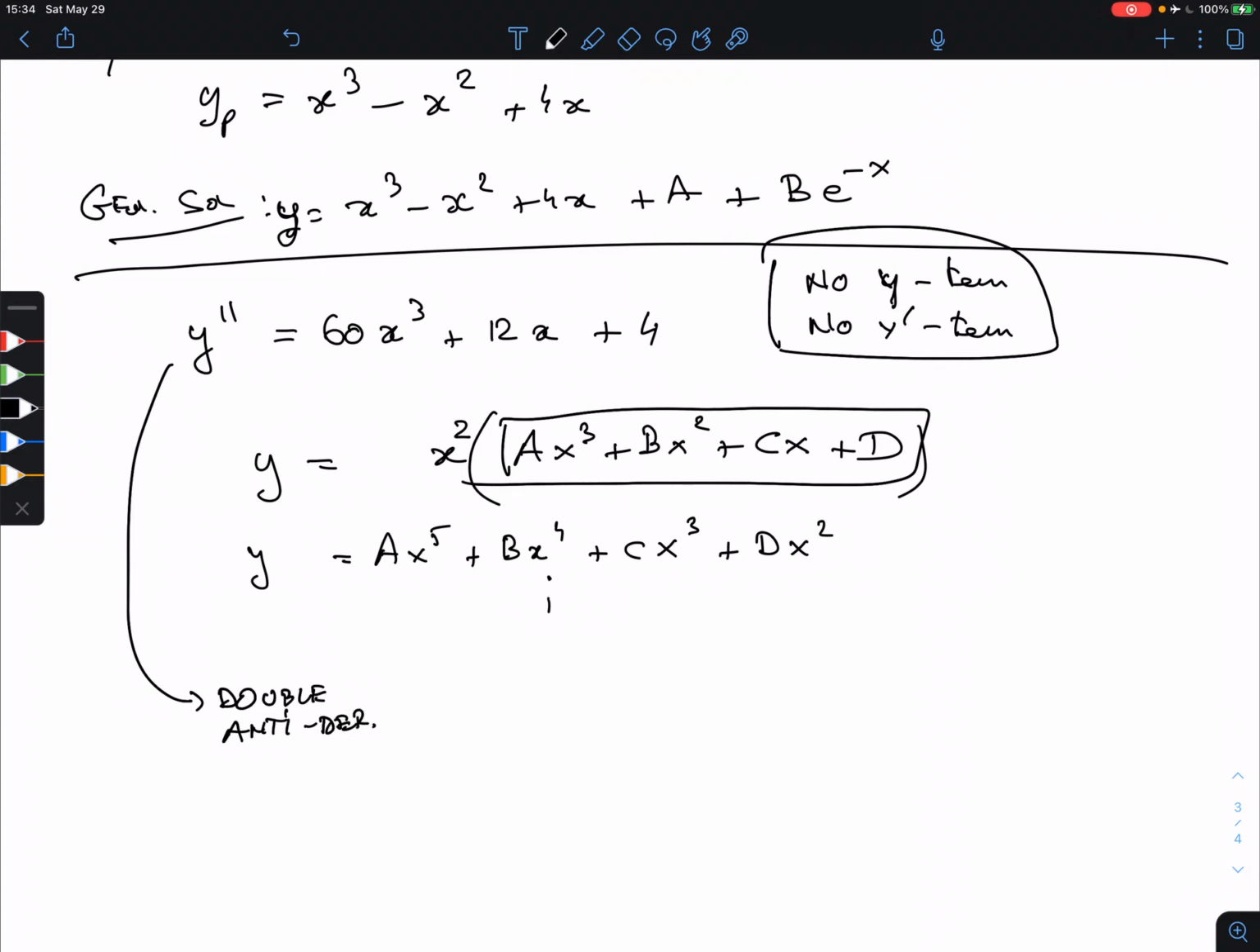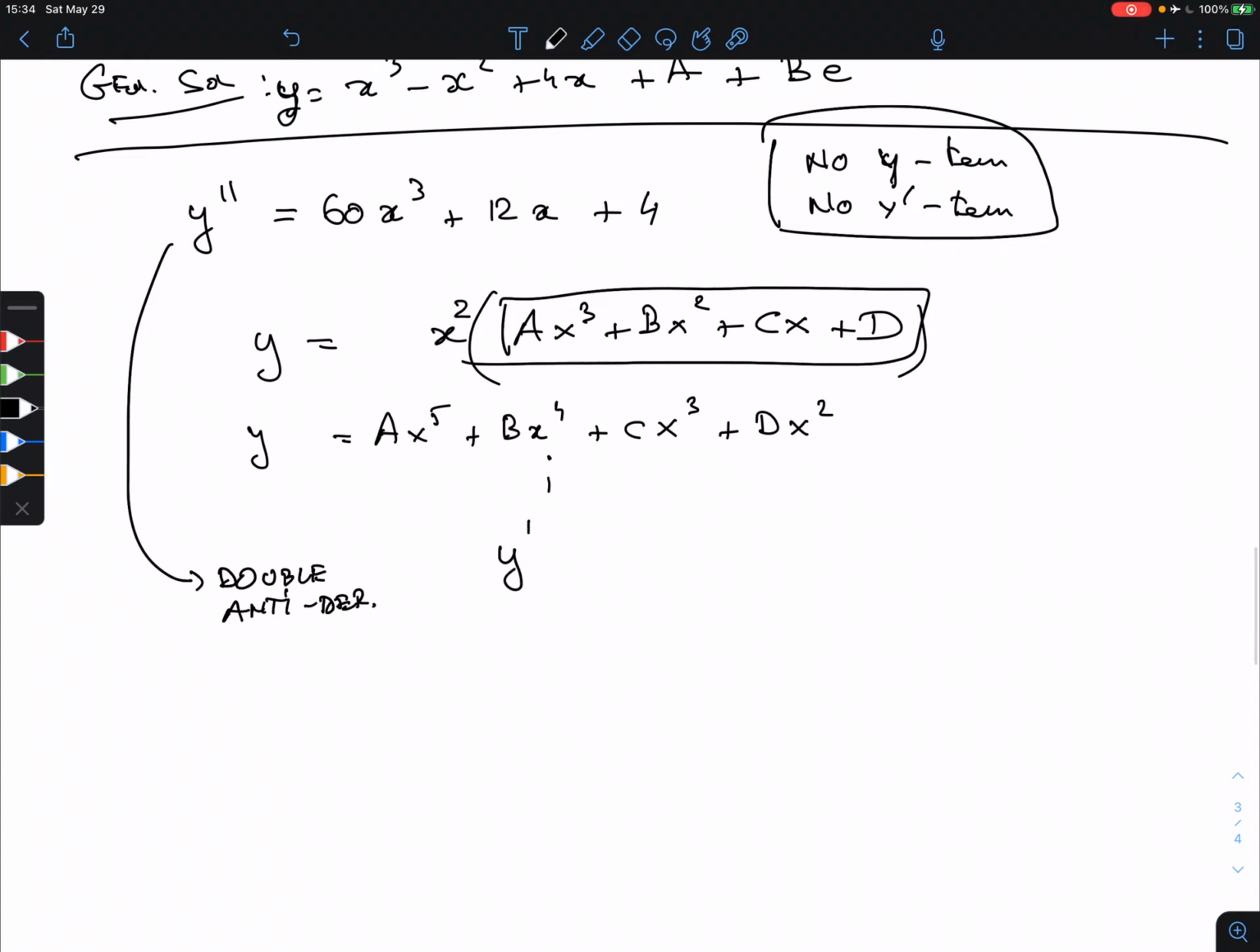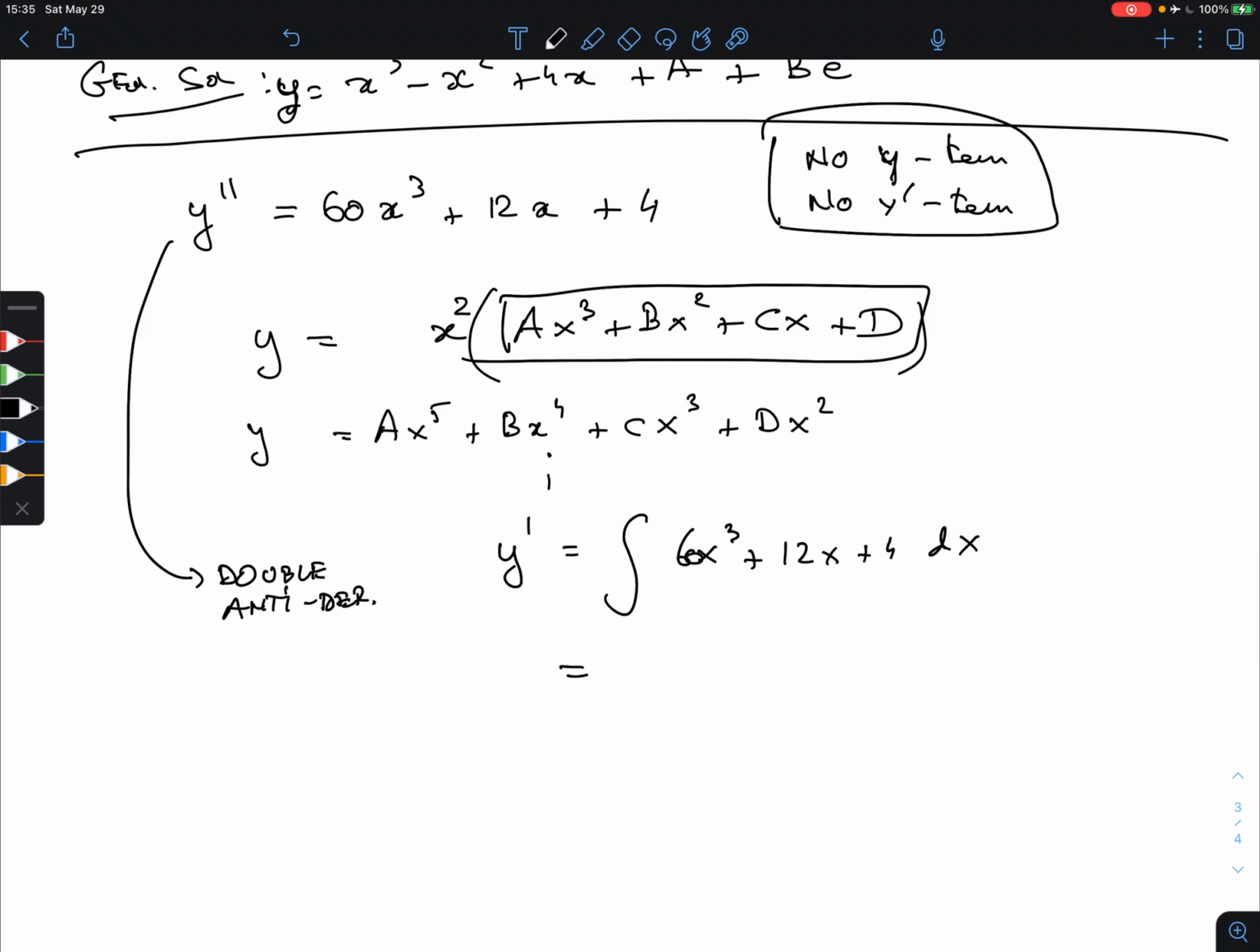If I would have given you this in calculus, you would never do this undetermined coefficient. You just say, okay, I integrate twice. So we see that y prime is the antiderivative of 6x cubed plus 12x plus 4 dx. That would be, power rule, 60x to the 4 divided by 4 plus 12x squared divided by 2 plus 4x plus a constant. Okay, but we're looking for a particular solution, so I don't need to keep track of the constant. So I can take the constant 0 here. So it's a particular solution.